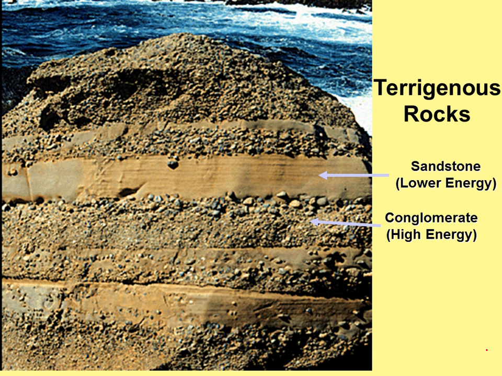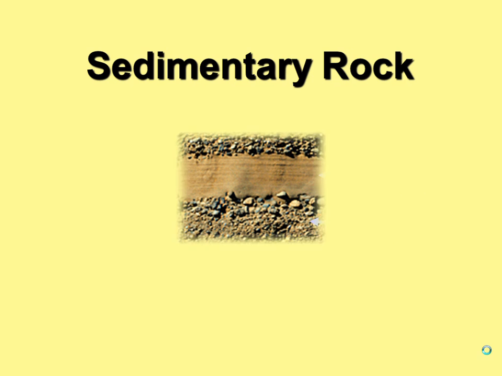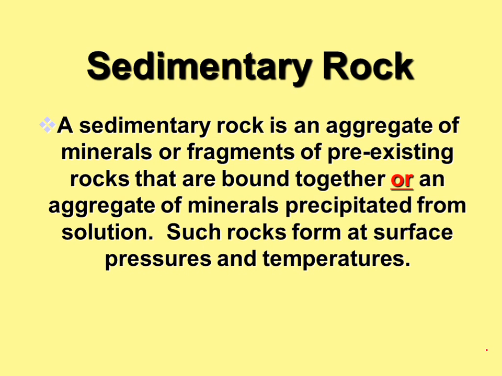So sedimentary rocks, and if I get my slide right, okay, so here's kind of the general story. It's an aggregate of minerals or fragments of pre-existing rocks that are bound together, or an aggregate of minerals precipitated from solution. Okay? And then the last part, which we were just talking about, obviously, is that these rocks form at surface temperatures and pressures.